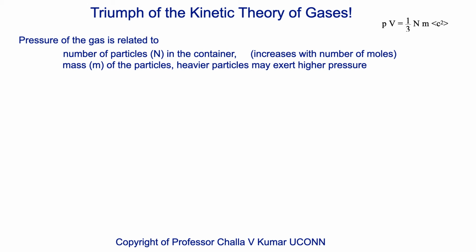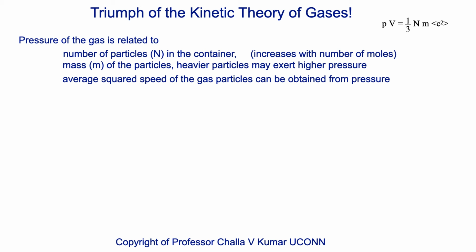The pressure also depends on the mass of the particles. So heavier particles may exert higher pressure according to the above equation, PV equals 1/3 nmc squared, where small m is the mass of the gas particles. It's also related to the average speed, c squared average. In other words, if we measure the pressure and volume, from that we can calculate the average speed of the gas particles, since we know the number of particles present and the mass of each gas particle.